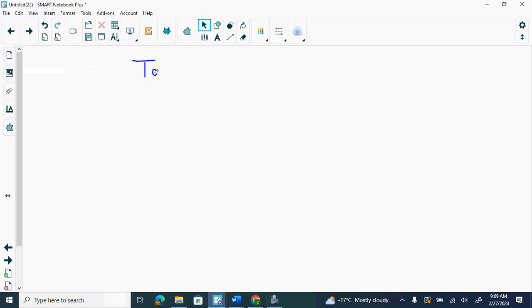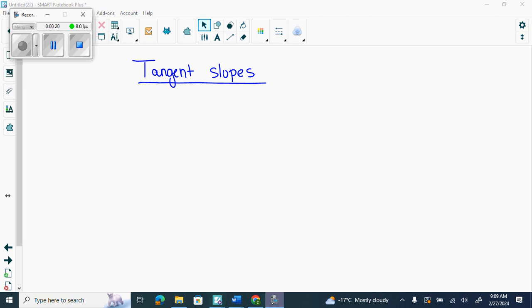Tangent slopes. First. So tangent slope is just finding the what? The first derivative. So if I don't give you a coordinate of the tangent slope, if I ask you for the general tangent slope, that's the first derivative, correct?